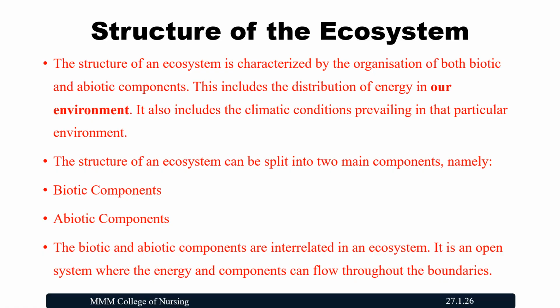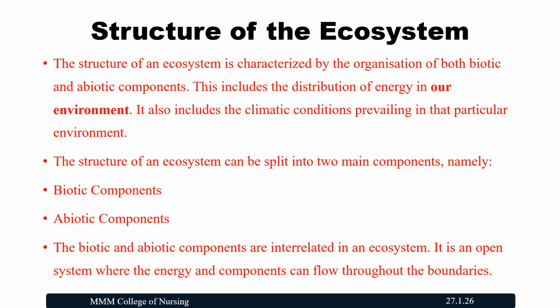Structure of the ecosystem. Structure of an ecosystem is characterized by the organization of both biotic and abiotic component. This includes the distribution of energy in our environment. It also includes the climatic conditions prevailing in that particular environment. So it plays an important role in maintaining the climate.